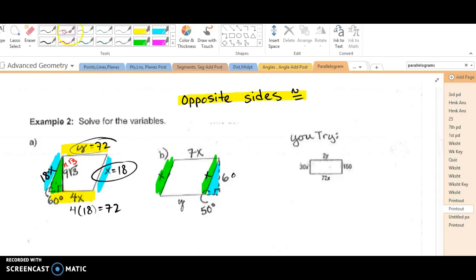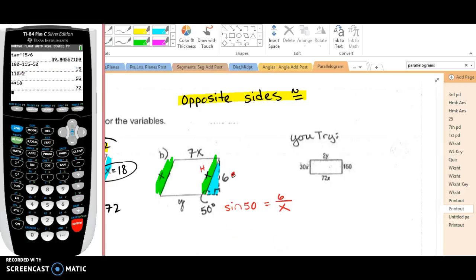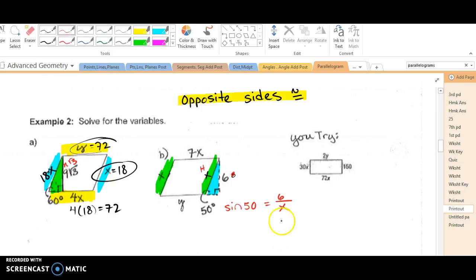We have x on the hypotenuse side, and so we know that we could use sine 50 equals opposite over hypotenuse. And so we could solve this. 6 divided by sine 50 should give us our answer. So approximately 7.8. It didn't tell us what to round to.